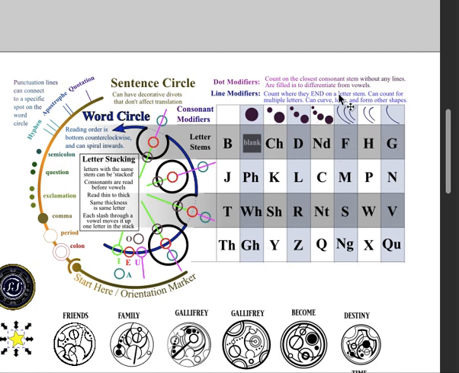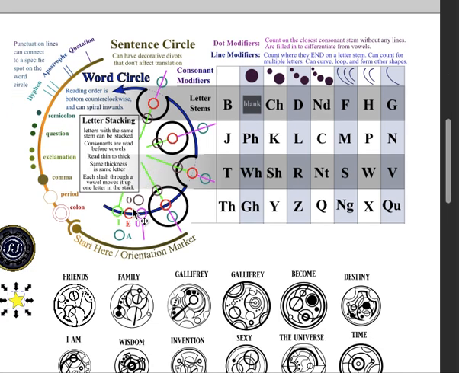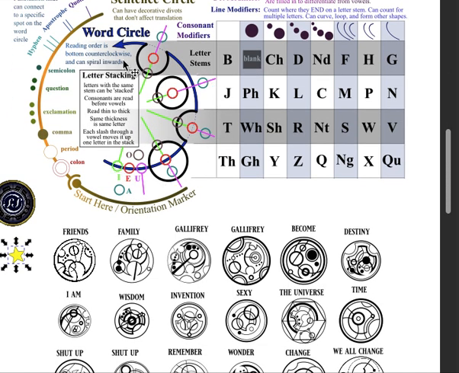And then lines count when they end on a letter stem, and they can count for multiple letters, and they can curve and do a whole bunch of stuff. Reading order for all of these is bottom counterclockwise, because imagine a time traveler going back in time. Anyway, with that being said, let's go ahead and get to it.